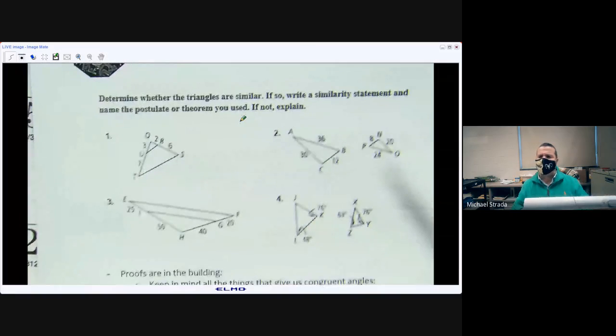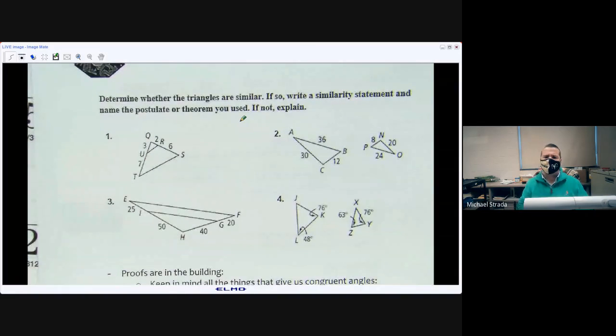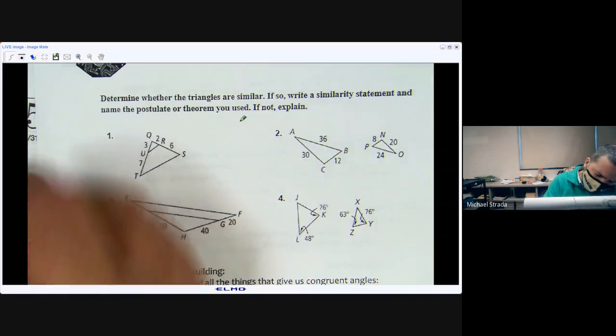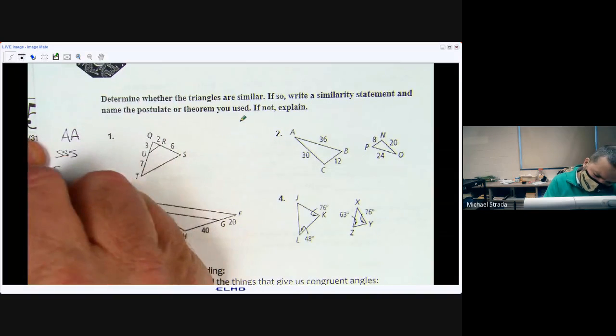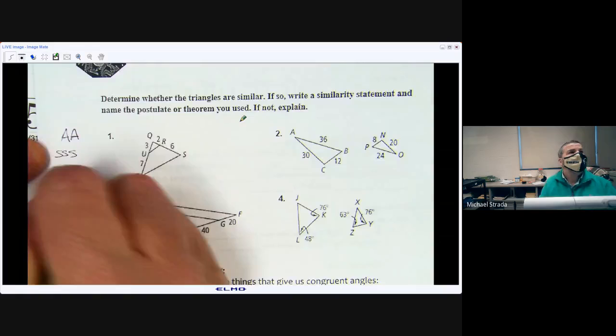Determine whether the triangles are similar. If so, write a similarity statement and name the postulate or theorems you use. If not, explain. So again, our choices are angle, side, side, angle, side.